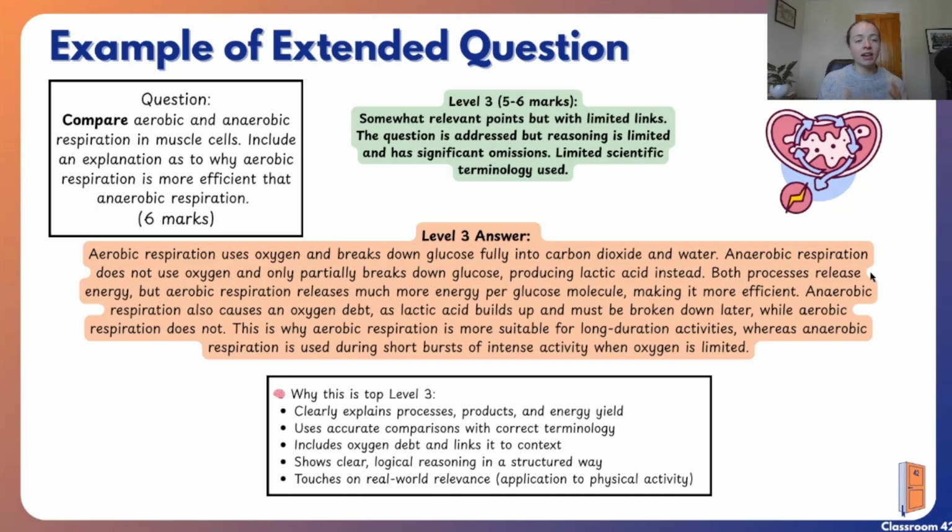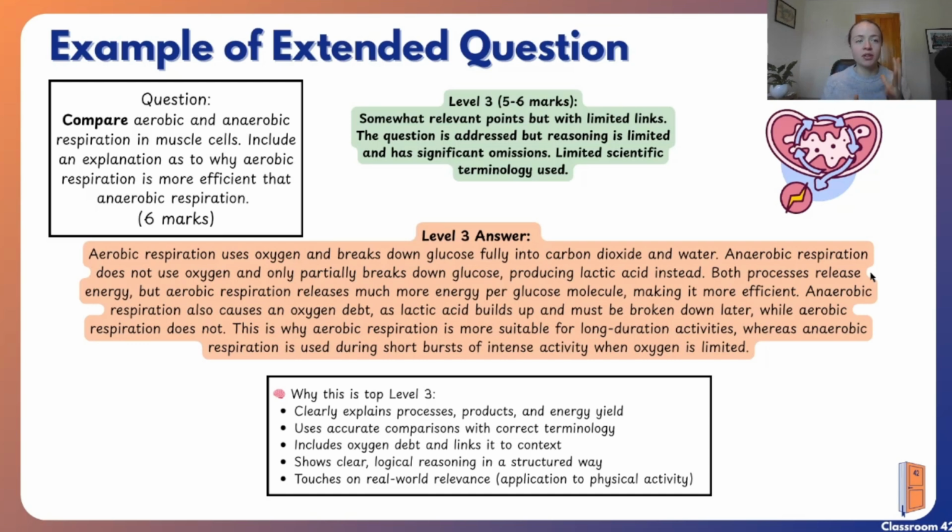Aerobic respiration uses oxygen and breaks down glucose fully into carbon dioxide and water. So here we've already gone through our whole aerobic respiration process, or briefly summarised it. Anaerobic respiration does not use oxygen and only partially breaks down glucose, producing lactic acid instead. So in these first two sentences, we've compared aerobic and anaerobic respiration by discussing oxygen first, and then the amount it breaks down glucose and what it produces.